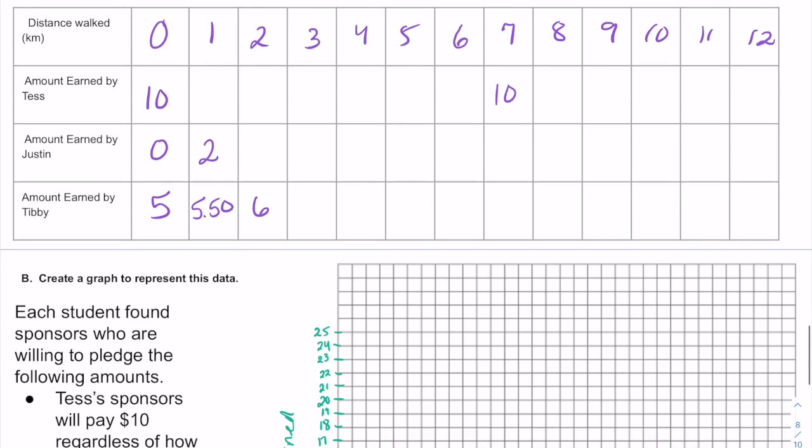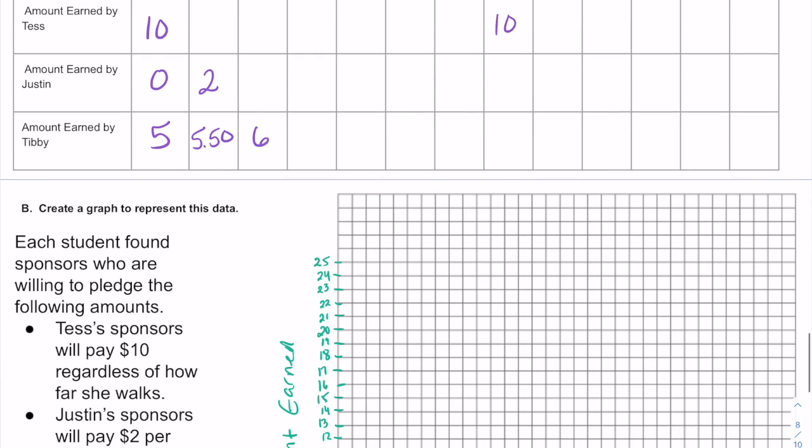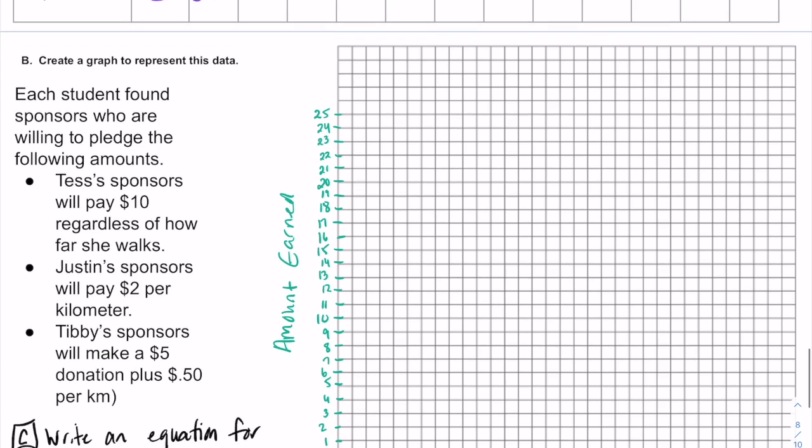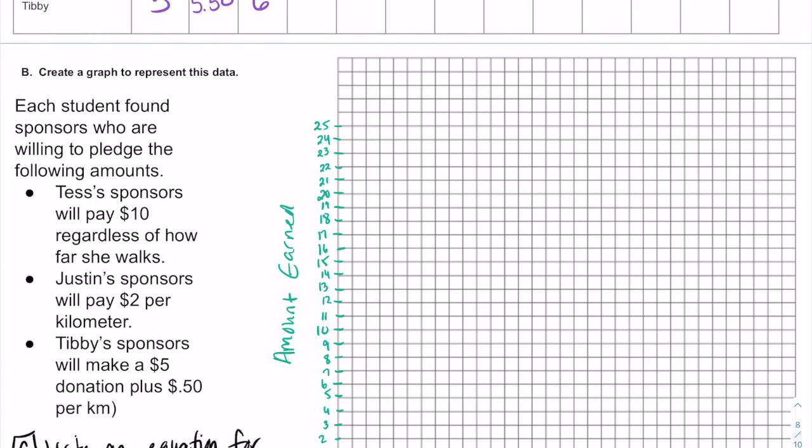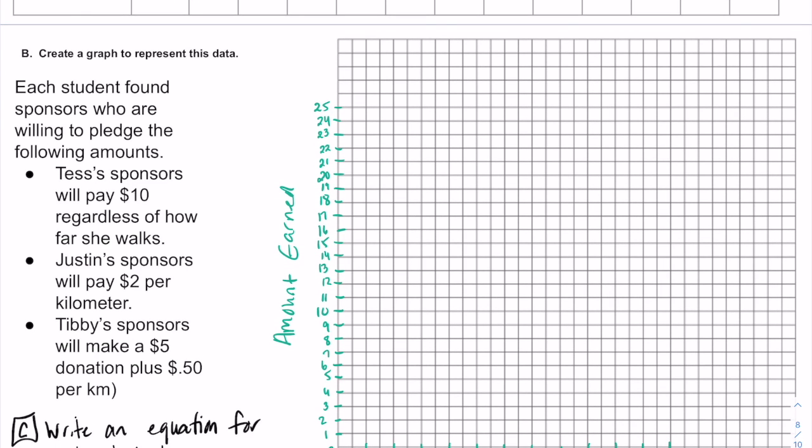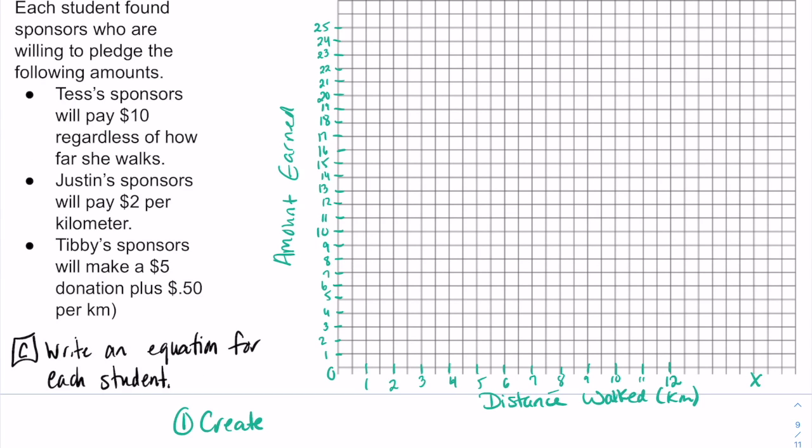And then when you're finished with the table, you're going to create a graph. And this is what your graph should look like. So in this case, the distance walked in kilometers is the independent variable. And the amount they earn is the dependent variable on the y-axis, because the amount earned depends on the distance they walk. Okay? You have 3 jobs.